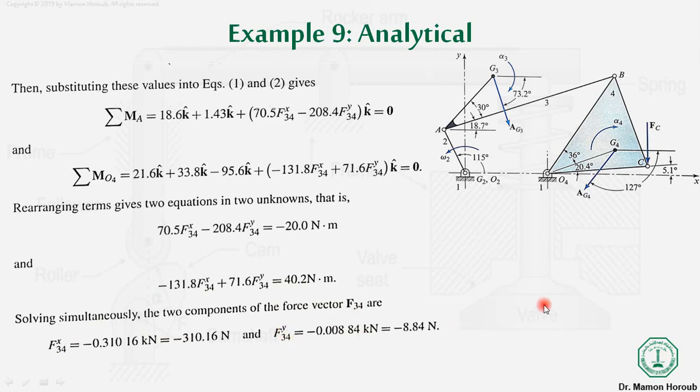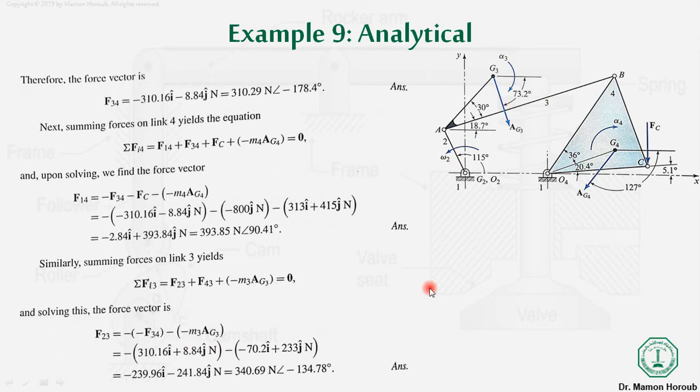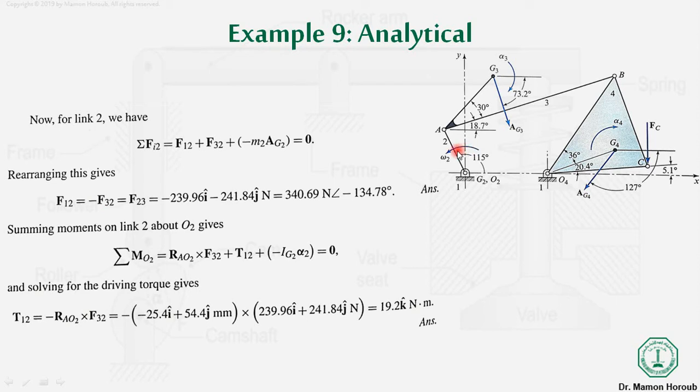Okay, and once we have these equations, the only thing left is to take the summation of forces at link 4, the summation of forces at link 3 and the summation of forces at link 2. Taking the summation of forces will give us the unknown reaction forces. Once we take the summation of forces at link 4, it gives us the value of F14. When we take the summation of forces at link 3, it gives us the value of F23. And once we take the summation of forces at link 2, it will give us the value of F12. So this is how we find the unknown reaction forces.